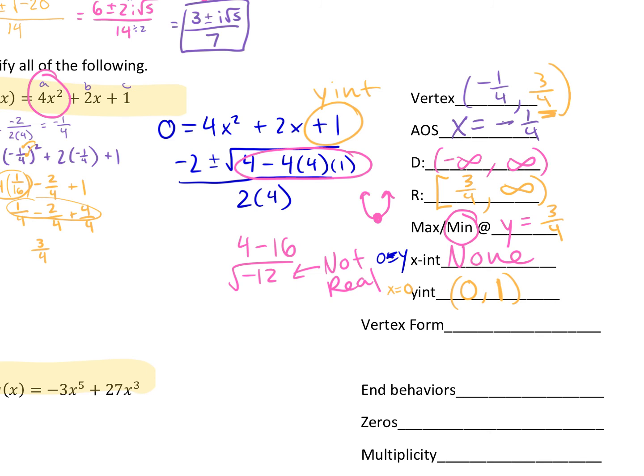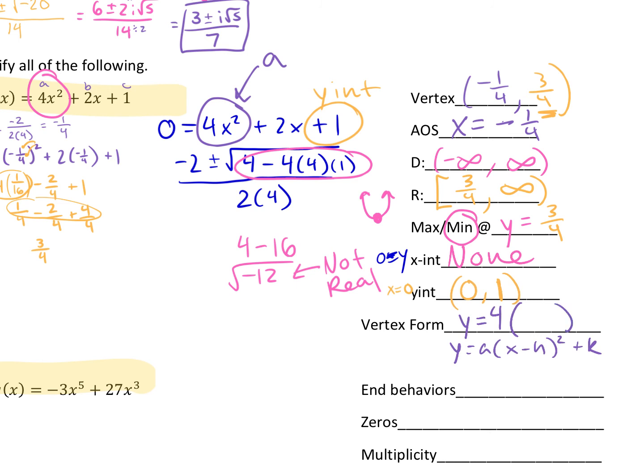And then lastly, let's put it in vertex form. So our vertex formula is y equals a times x minus h squared plus k. So I have y equals, what's my a? 4. It's always what's in front of the x squared. That's your a. That's like the easiest part to find.